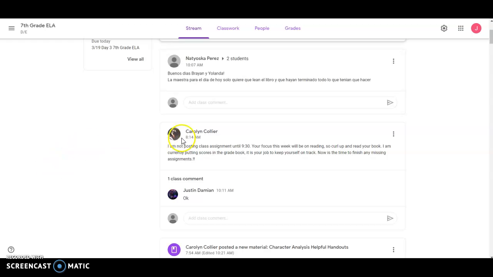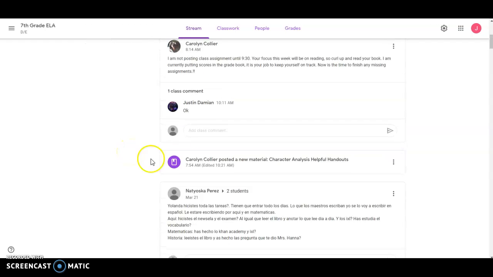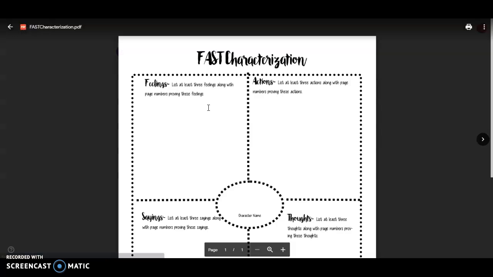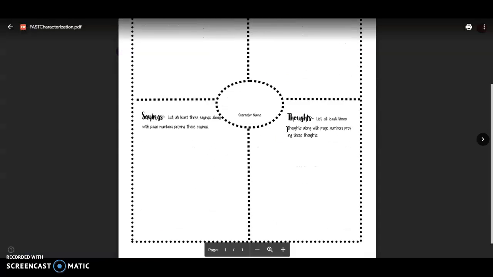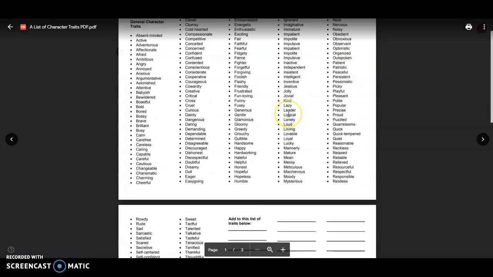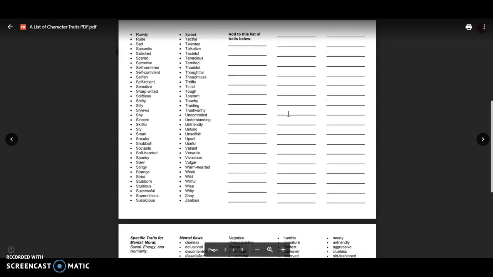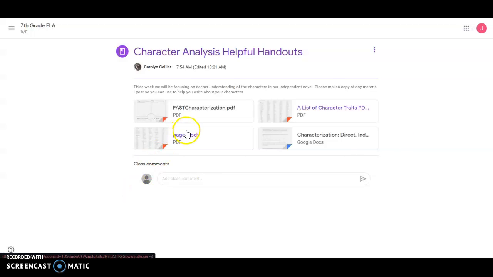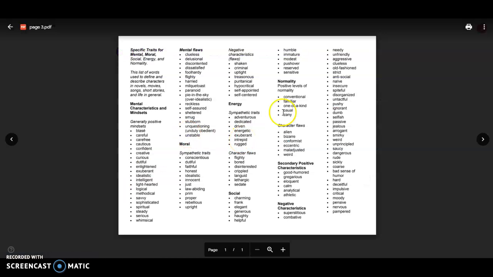So Miss Collier posted in resources earlier, and I want to click on those. She posted character analysis helpful handouts. This is all stuff that you've done before because we're going to be focusing on character analysis. We did this at the beginning of the year. You've all seen this graphic organizer on FAST. Here's a list of character traits, if you're not sure what to describe this character as. Another list of character traits that you can pick from if you're lost for words.